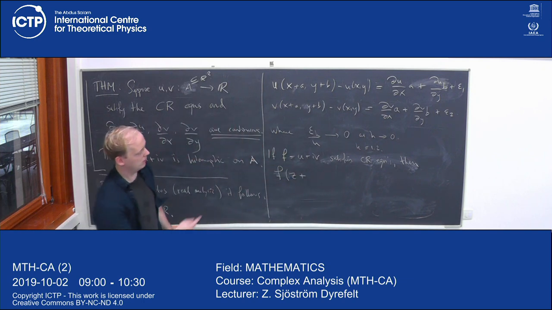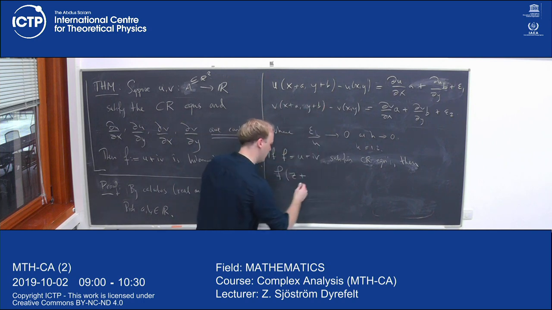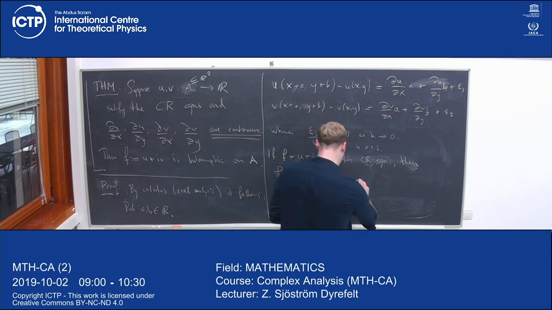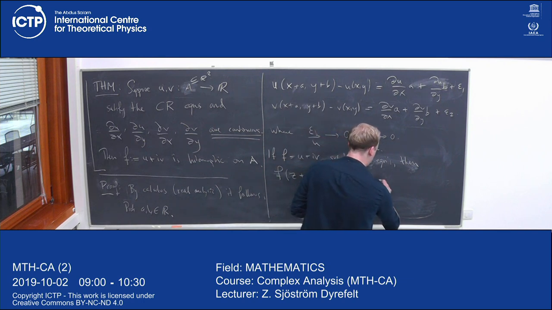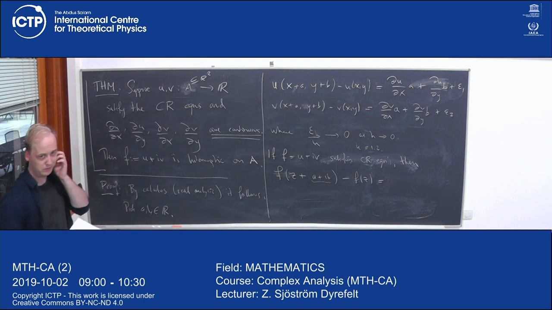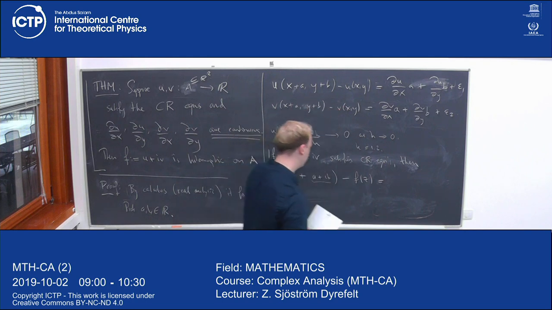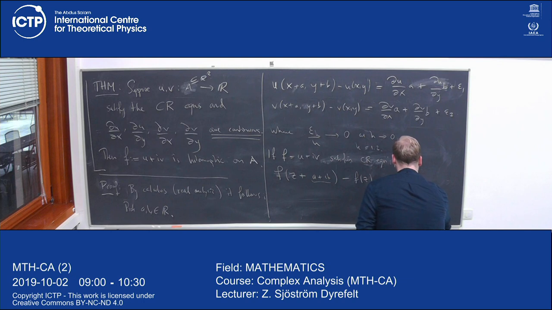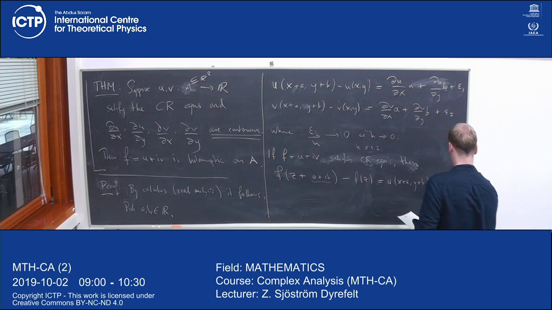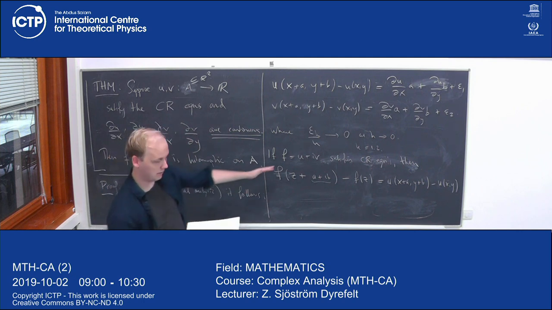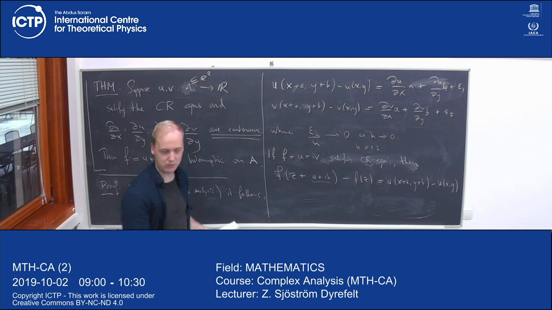Okay, so here I've used a and b. What I'm saying is that this corresponds to our h, right? So f of z plus h, minus f of z. Now we will see what this equals. It is equal to u of x plus a, y plus b, minus u of x, y. Of course, I will divide later by a plus ib, but let me keep it like this for a moment.